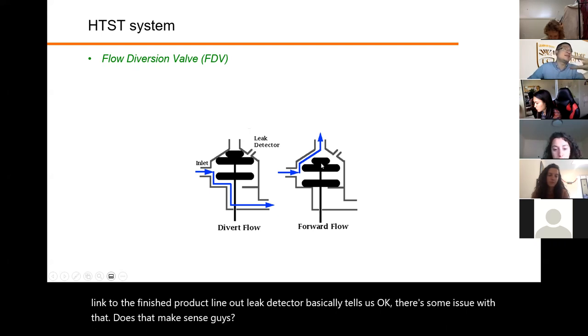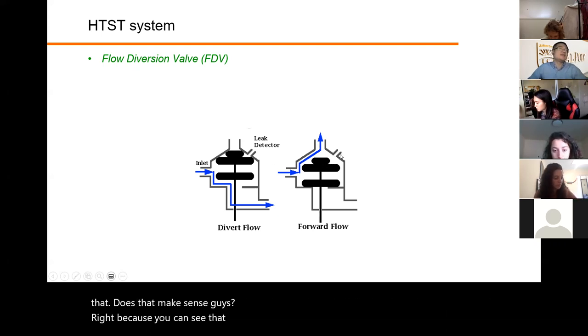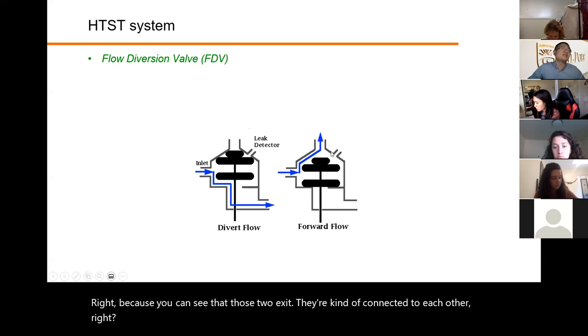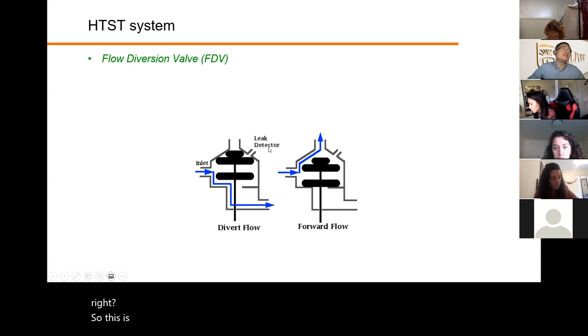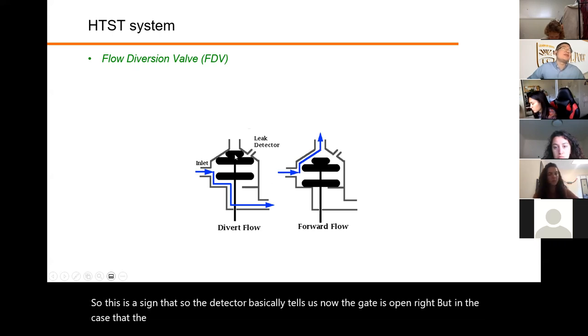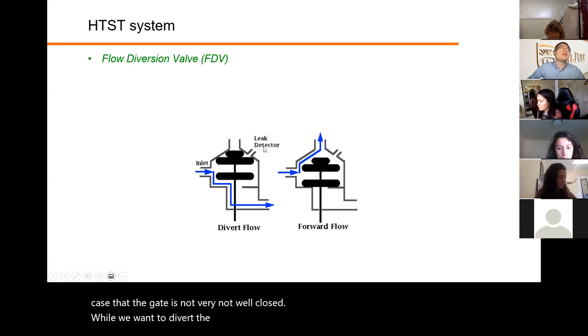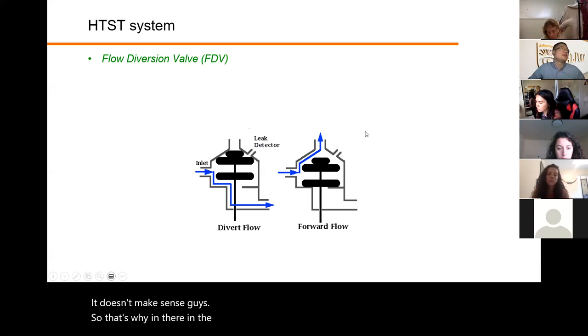Right, because you can see that those two exits are connected to each other, right? So the leak detector basically tells us now the gate is open, right? But in the case that the gate is not well closed while we want to divert the flow, it will alarm us. So that's the purpose of the leak detector. Okay, does it make sense, guys? So that's why they're on the same side.